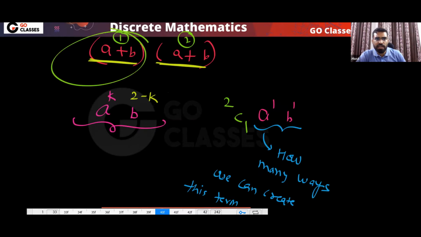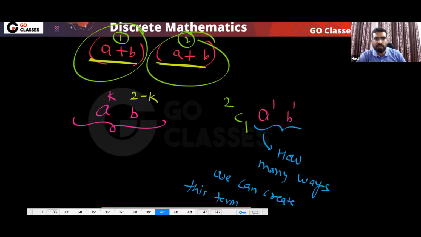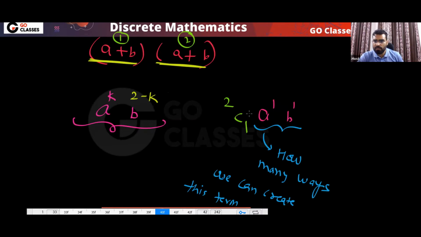Either from here you need a, or from here you need a. So from one of these two you need a, and from the remaining, b will come automatically. So this term, in how many ways can you create it? Two ways. This term you can create in two ways.